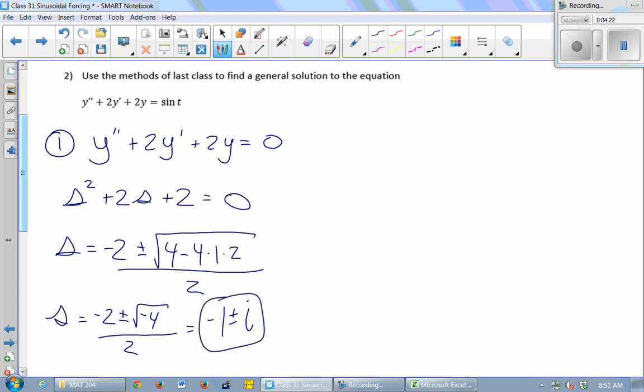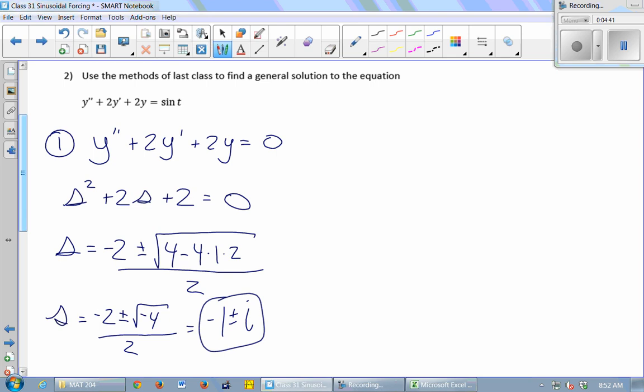Those are important. Now, when you get a complex eigenvalue, that means we've either got a spiral sink or a spiral source. Which one do I have in this case? A spiral sink, because the real part is negative. So we've got a spiral sink.